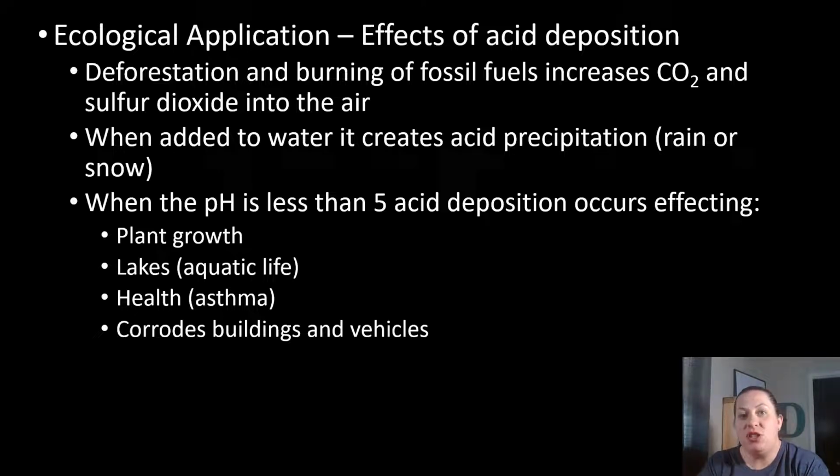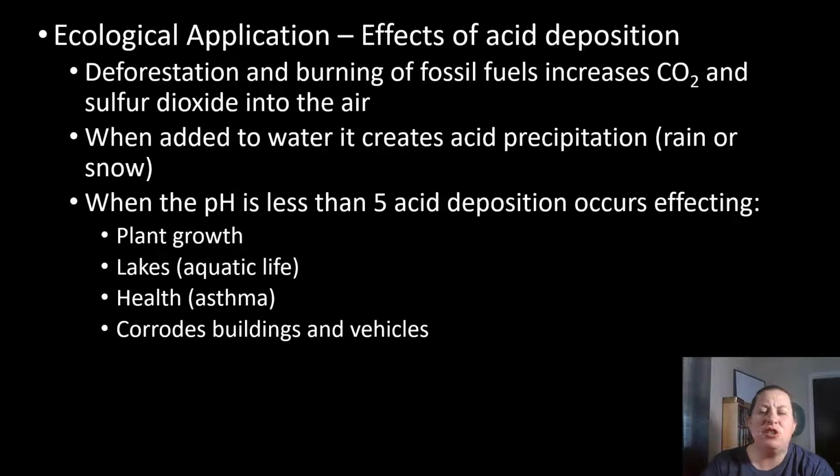Now, deforestation and burning of fossil fuels increases CO2. And remember, I told you CO2, when you breathe it out of your lungs, it was acidic. It also puts a bunch of sulfur dioxide into the air, which is also acidic. When that gets added to water, it creates what we call acid precipitation or acid rain. Could also be acid snow.